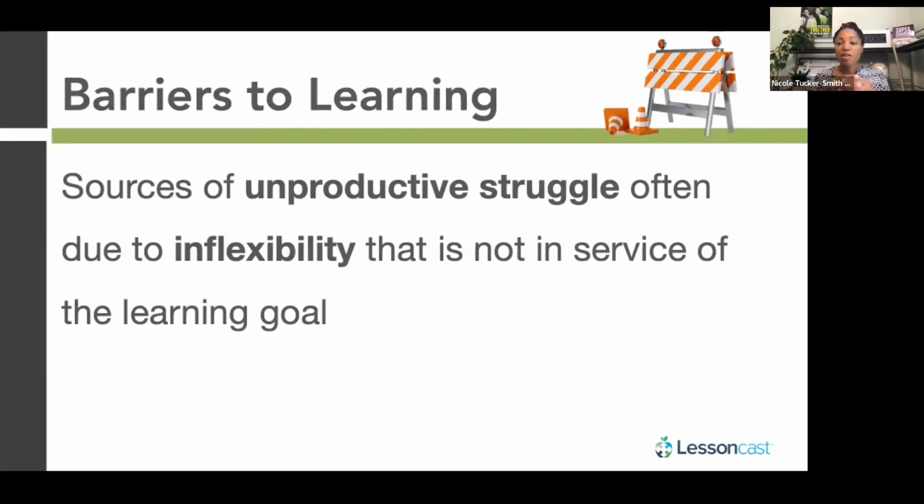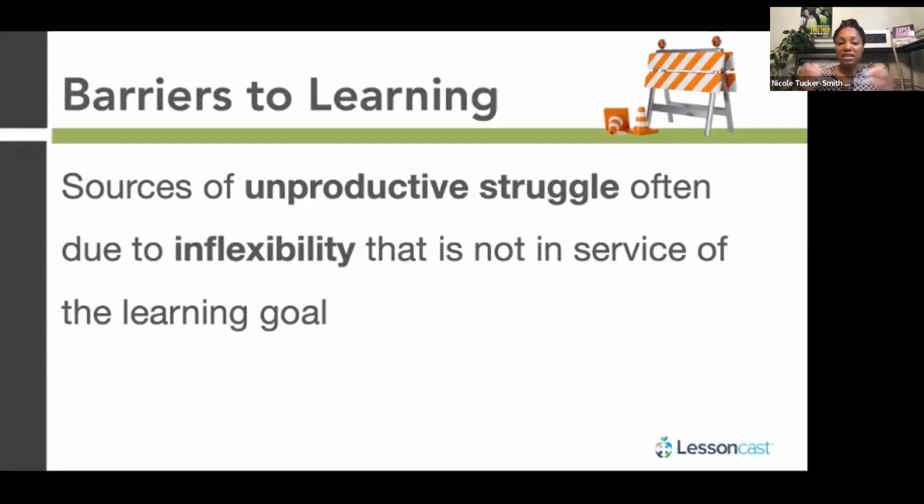Okay, so there are sources of unproductive struggle, and we'll talk about unproductive and productive struggle, what that means. But usually these barriers show up because learning environments and instructional activities can be inflexible. This is the way we've always done it. Well, this is how it shows up on the standardized test. And only having one way for students to access information and respond and show what they know is inflexible. And that inflexibility is often not in service of the learning goal.